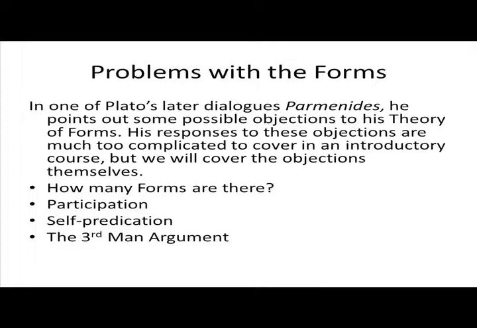What gets a form and what doesn't? Is there a form of thumb? A form of hair follicle? What's the deal here, right? We don't have very clear criteria for this. So that's one problem with the forms.